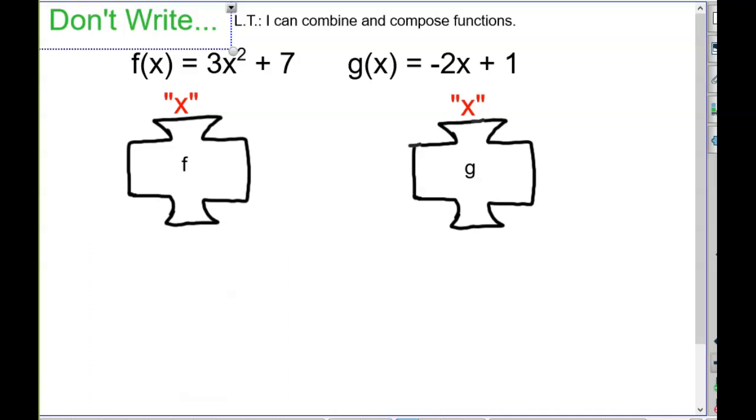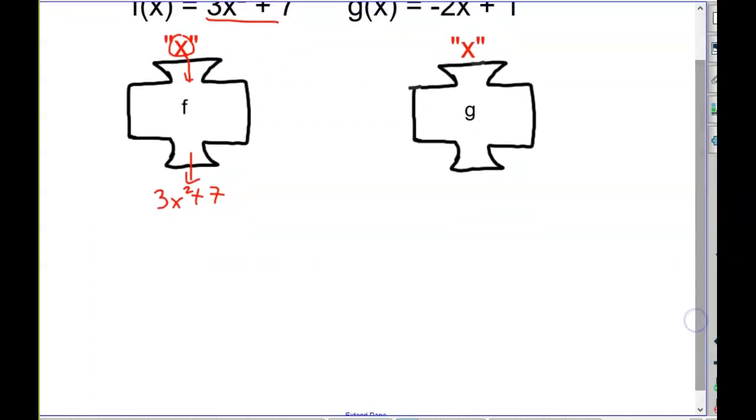So let me show you what this would look like if we use x. And we're going to think of this as a machine, right? Notice f and g are the same thing as they were before. So what if just x goes into my function f? Well, what comes out? What comes out is the equation itself, 3x squared plus 7. Okay? So nothing special there. But what if I now tell you, there it is, to apply that to g?